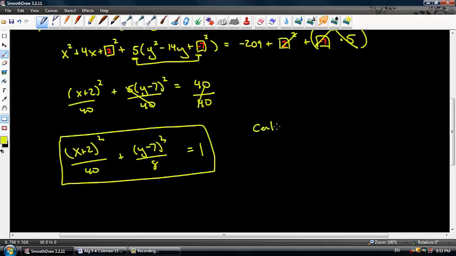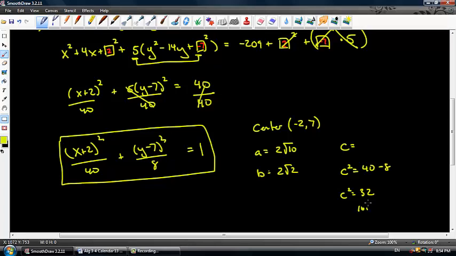That is to find the center, which is -2, 7. My A is going to be 2 rad 10, which is the square root of 40. B is going to be 2 rad 2, which is the square root of 8. And C squared is going to be 40 minus 8, so C squared equals 32. If I take the square root of that, I get 16 and 2, so my C value is 4 rad 2.